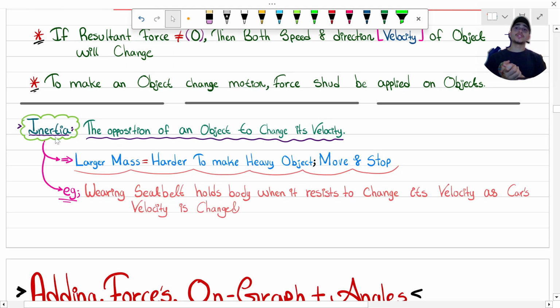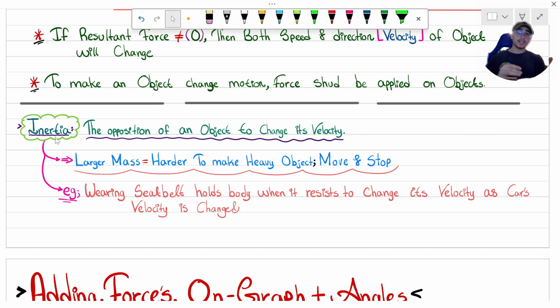It's also related to inertia, which is the opposition of an object to change its velocity, the resistance of an object to change its velocity. If you have a larger mass, it's harder to move heavy objects. So take a refrigerator and a water bottle. A water bottle has less resistance to change its velocity because it has a lower mass, so it's easier to move it.